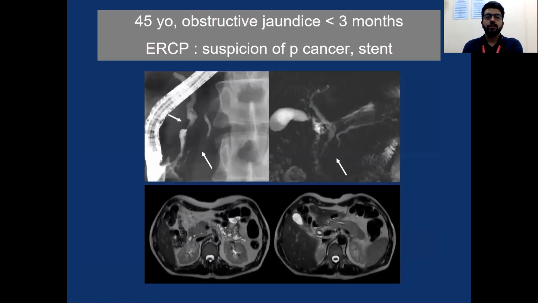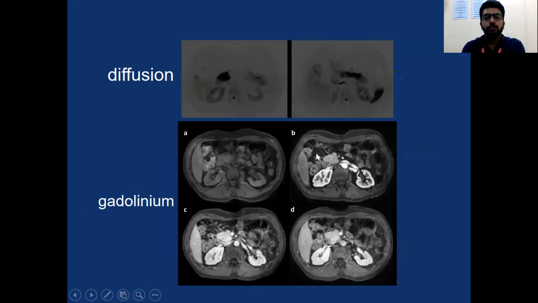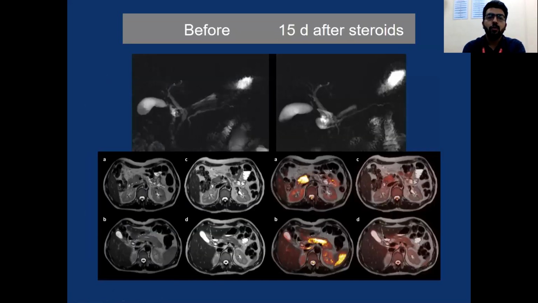Then a 45-year-old with obstructive jaundice for 3 months. ERCP was done with suspicion of pancreatic cancer and stenting was seen. This patient again had a tumor at the distal end. These are the diffusion weighted imaging, the T2 weighted imaging, and gadolinium enhanced axial sections demonstrating a tumor which is taking up the contrast enhancement. So before and 15 days after steroids, we can very well see the normal flow.